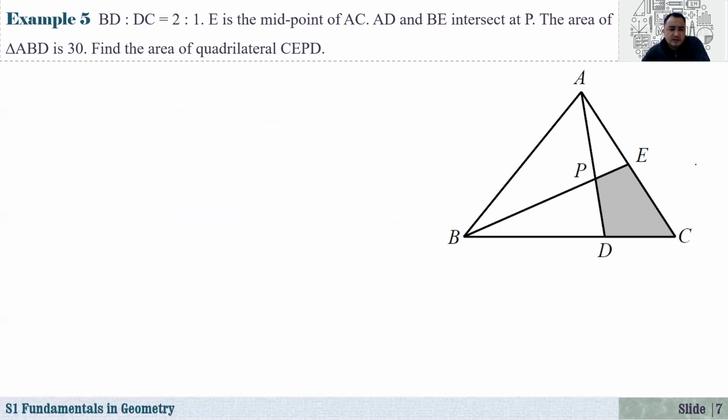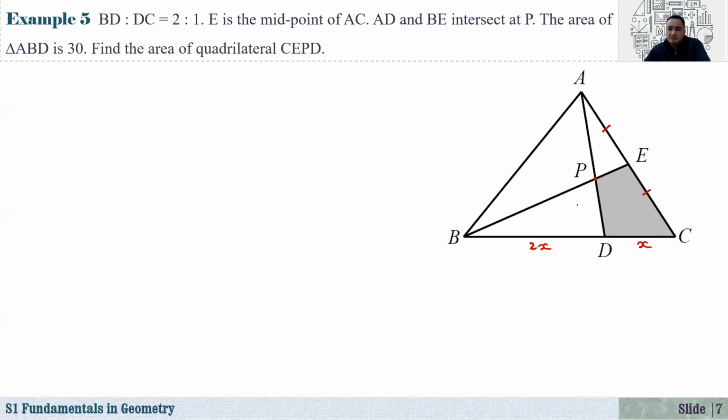And what is given here? It's given that BD to DC is 2 to 1. So that means that if BD is 2x, DC is equal to x. Let me just write here, it is 2x, and this should be x. E is the midpoint of AC, so AE is equal to EC. And AD and BE intersect at P. Okay, this is an intersection point.